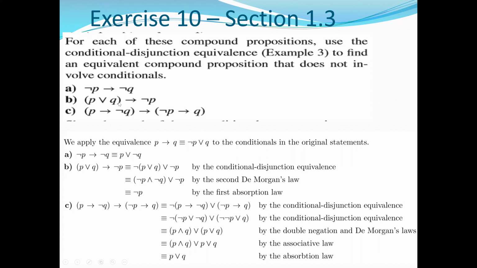Now we have P or Q implies not P. This means we can use the conditional-disjunction equivalence. We can write this as not (P or Q) or not P, which will give us not P and not Q, or not P, using the second De Morgan's law. Then now we have (not P and not Q) or not P. By using absorption, this will give us not P.